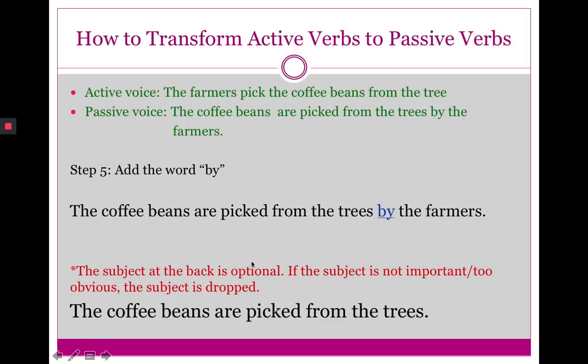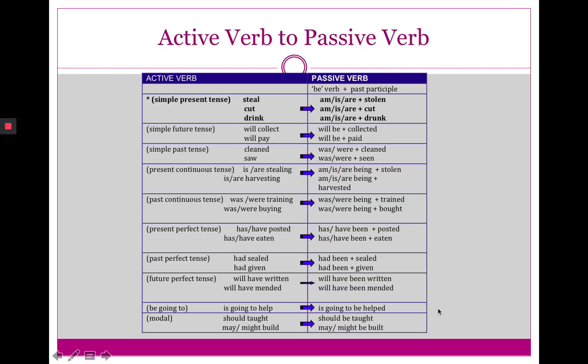So the subject at the back is optional. If the subject is not important or too obvious, the subject is dropped. Okay, like I said, the subject at the back, right, is optional. If it's not important, you just drop them. Okay, the coffee beans are picked from the trees. That's all.